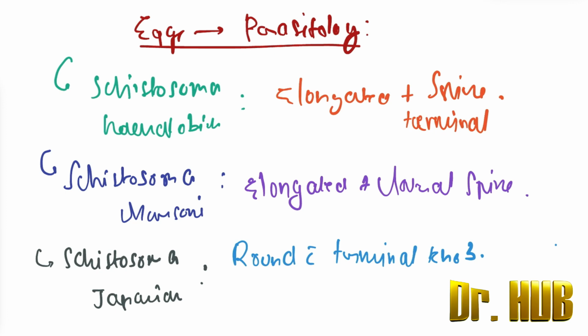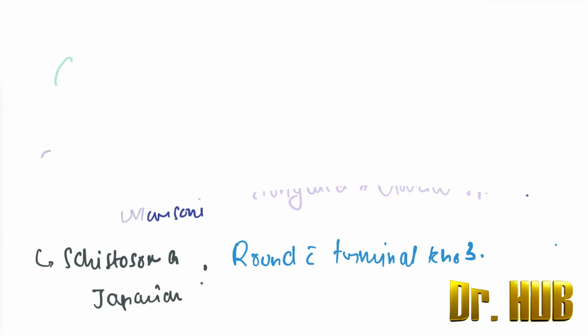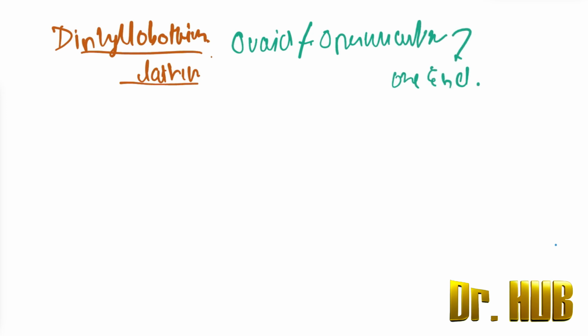Next we look at the Diphyllobothrium latum. Here it is ovoid with an operculum at one end, and the terminal knob is present at the other end.